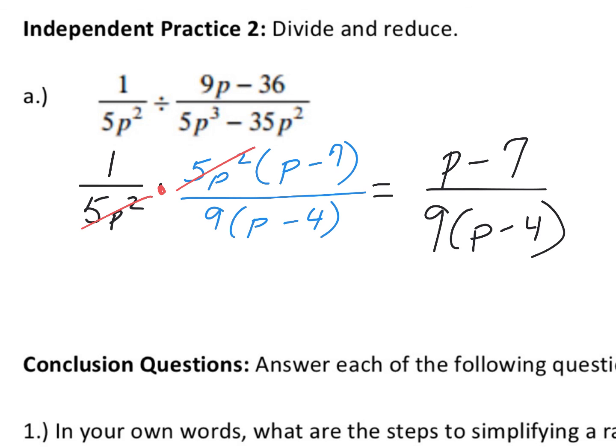I think that's your answer to your independent practice right there. Notice your p's don't cancel. Nor do, really, anything else. But yeah, p minus 7 over 9 times the quantity of p minus 4. If you got that, you are understanding our goal for today.